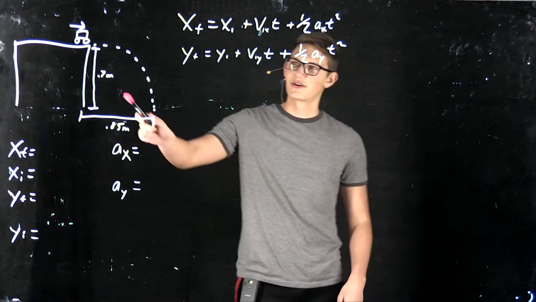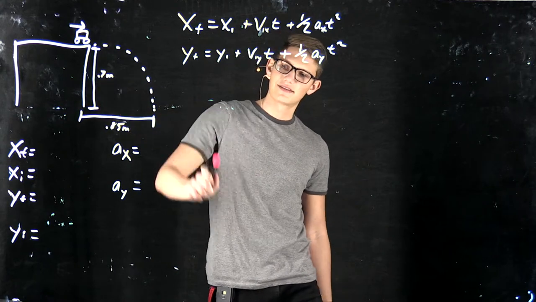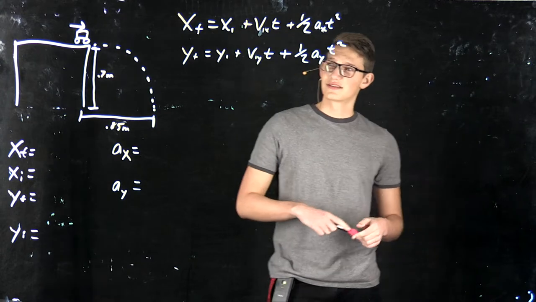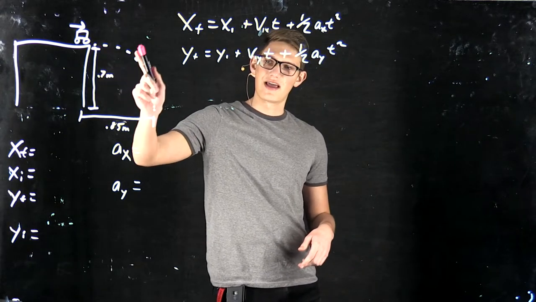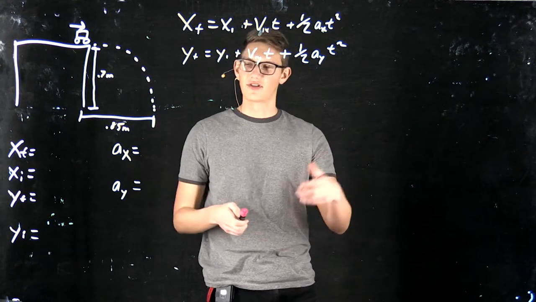A kid rolls a toy car 70 centimeters off a table and it lands 85 centimeters away. What is the initial velocity of the toy car? And then the second half of the problem is, what is the angle in respect to the ground of the velocity?